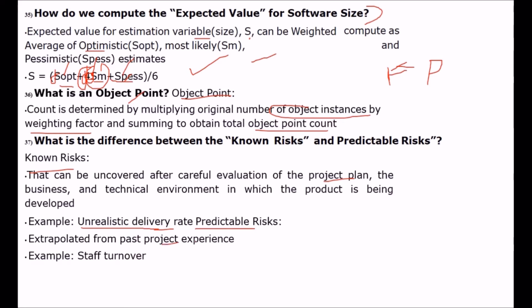Extrapolated from past project experience. For example, staff turnover. These are the predictable risks. It means if you know that you have few team members and there is a susceptibility that somebody would leave in between or at the later stage of the product, then these are the predictable risks and you can very well plan ahead of it.